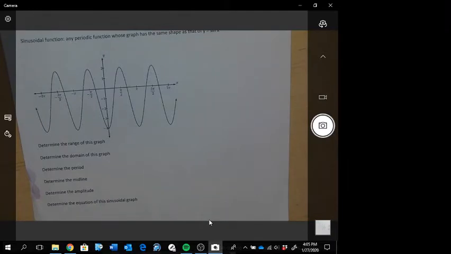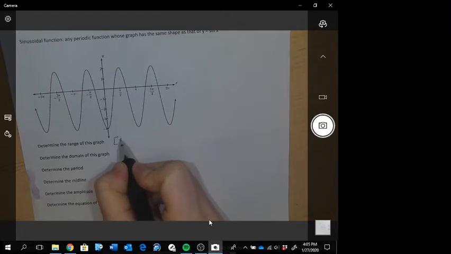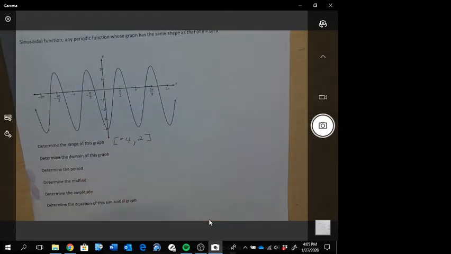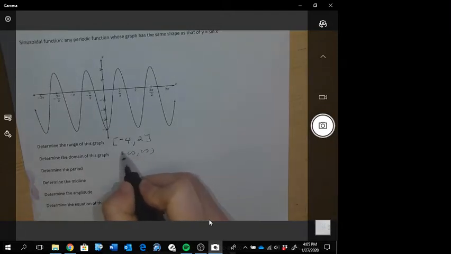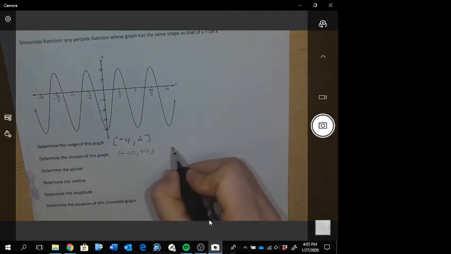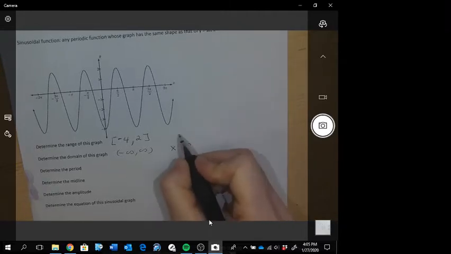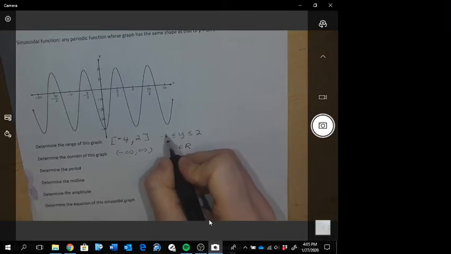Determine the range of this graph. The lowest this graph goes is -4 and the maximum height is 2. Determine the range. The domain keeps going and going. We could write this as x is any real number, and the range as y is less than or equal to 2 and greater than or equal to -4.